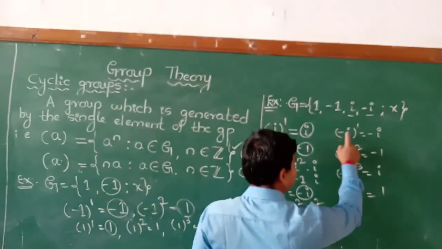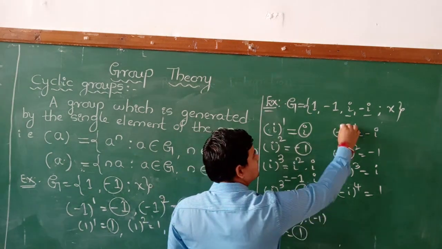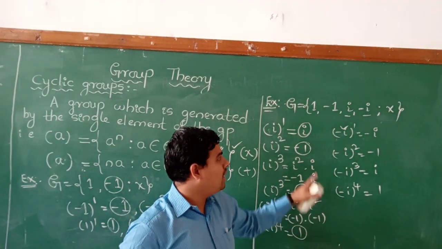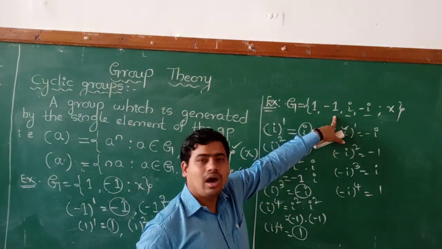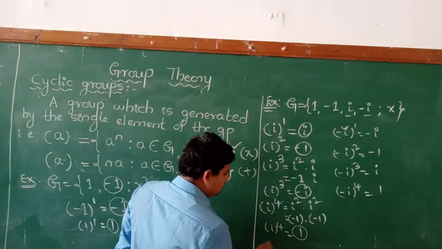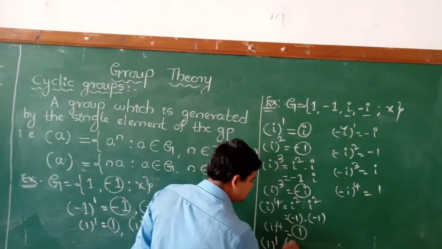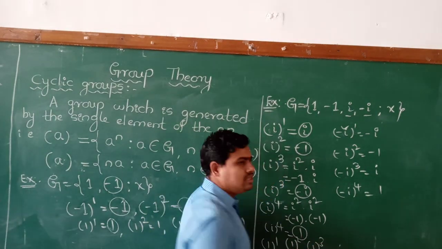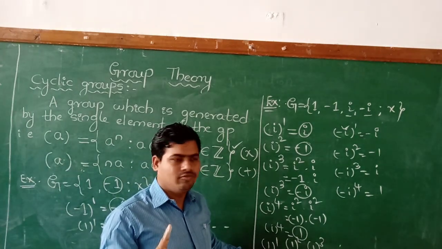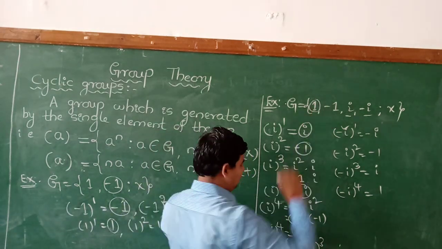See here, by using this element, we can generate all the elements present in a group G. Therefore, minus i is also called a generator. This group contains two generators. But 1 and minus 1 are not generators in this group. Because if you take 1, what happens? If you change the power, we get 1 only. 1 raised to 1 is 1, 1 raised to 2 is 1, 1 raised to 3 is 1. This generates only one element. Therefore, this is not a generator.